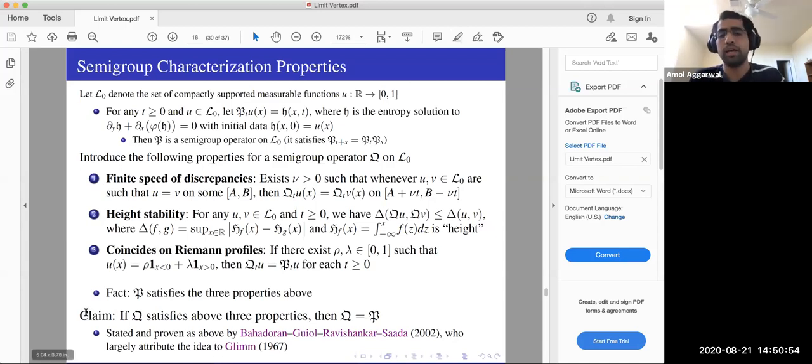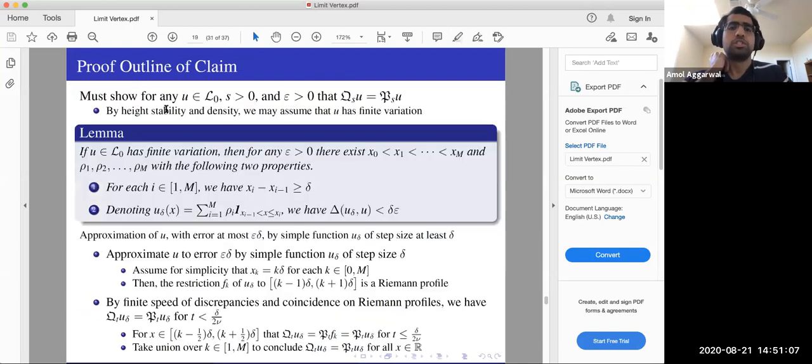I want to give you an outline of the proof of this claim, and then I want to tell you how these three properties look for the stochastic model. Okay, so let me start with the former. I'm going to outline the proof of the claim, and that is the following. What we want to show is that for any, ignore the epsilon.